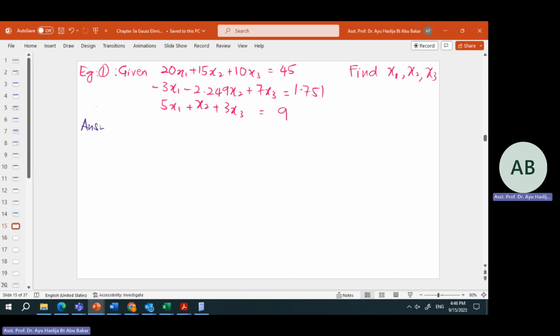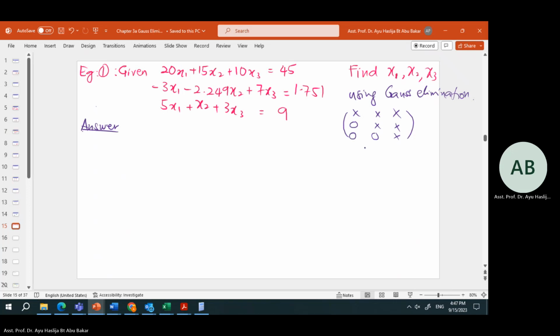To answer it, we know that Gauss elimination, the question here, is to find x1, x2, x3 using Gauss elimination. Okay, we know that in Gauss elimination, the target is to zero the bottom triangle. Okay, this part should be 0.